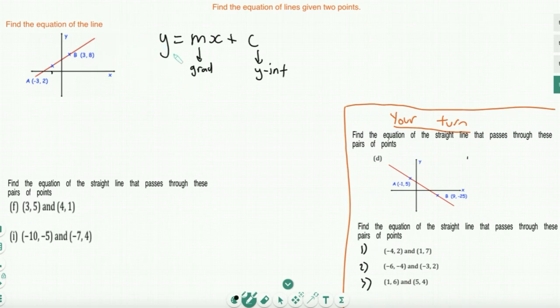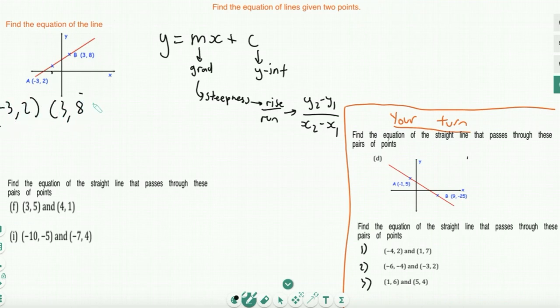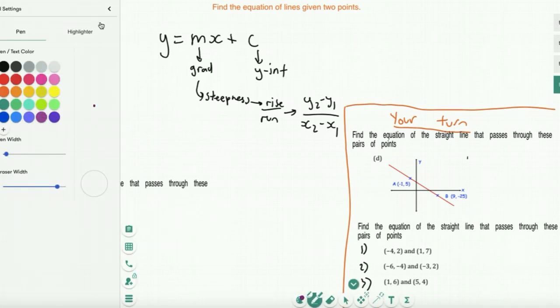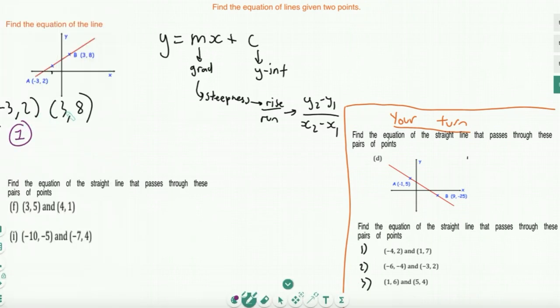How do we find the gradient given 2 points? Well, gradient means the steepness. To find the steepness, it's the rise over run. And one way to find the rise is y2 minus y1. And to find the run, it's x2 minus x1. So let's use that formula to find the gradient of this line. So there are two coordinates, -3 and 2, and 3 and 8. Let's call the first coordinate 1, and the second coordinate 2. Let's fill in the blanks.